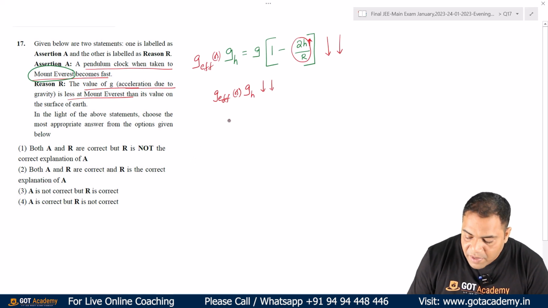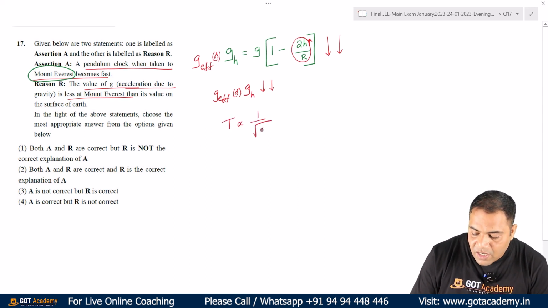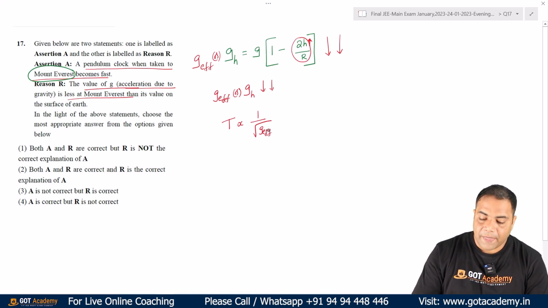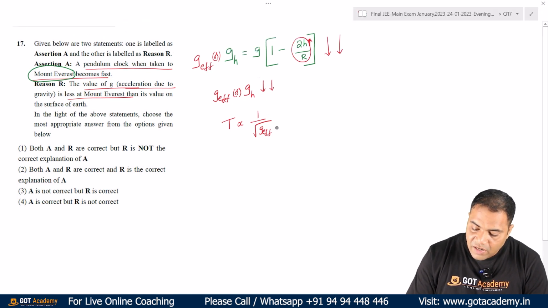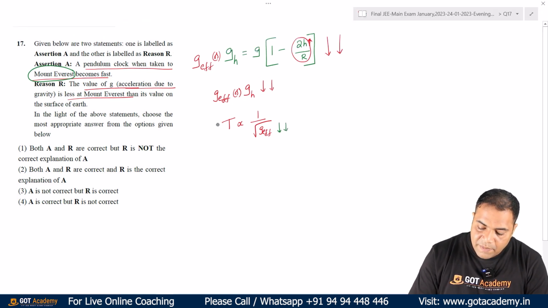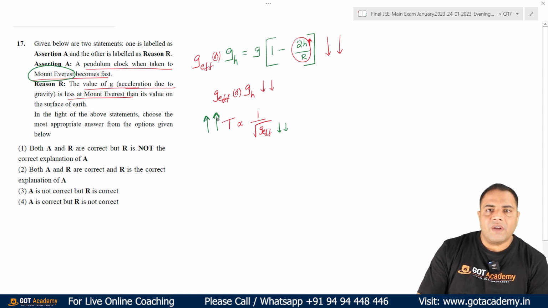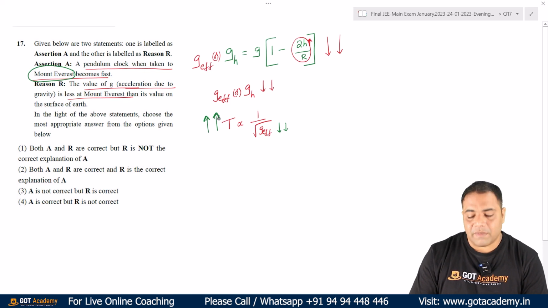So the relationship between the time period and G effective is that T proportional to 1 by root G effective, like this. Okay. Now observe, my dear. Here this G effective has been reduced, so the time period will increase. So time period increase. What do you mean by time period increasing? What do you mean by time period? The time taken to complete one rotation. Increase in the sense it is taking more and more and more time.